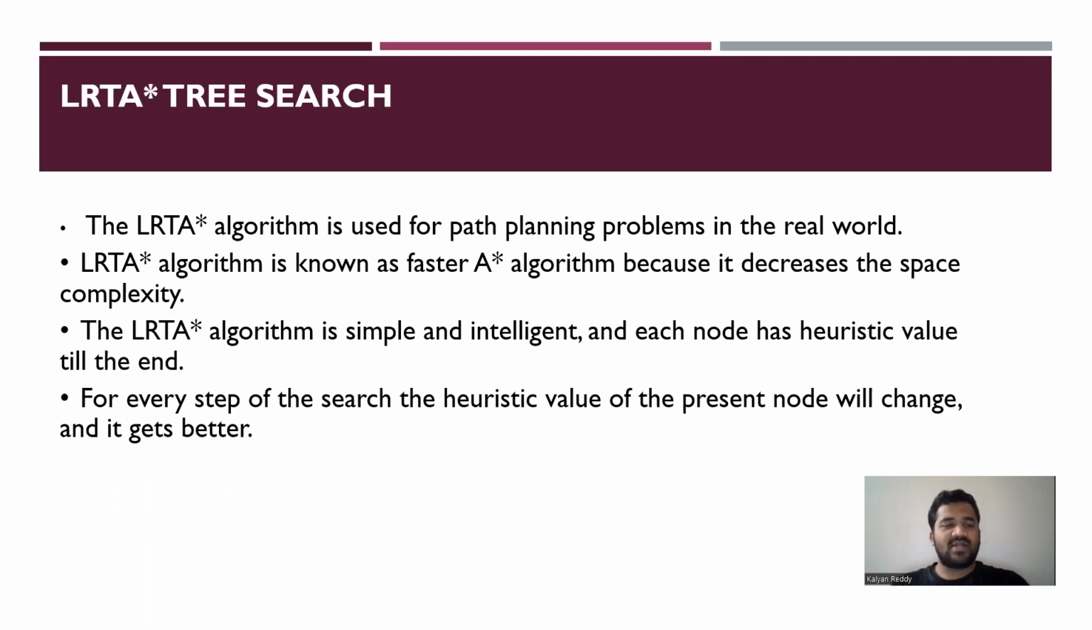The algorithm details: the LRT algorithm is simple and intelligent, and each node has a heuristic value till the end. For each step of the search, the heuristic value of the present node will change, and it gets better. At this point, the search has learned the minimum length path that accomplishes the desired objectives. When the actual path length for the root node is reached, the search has found the optimal path.